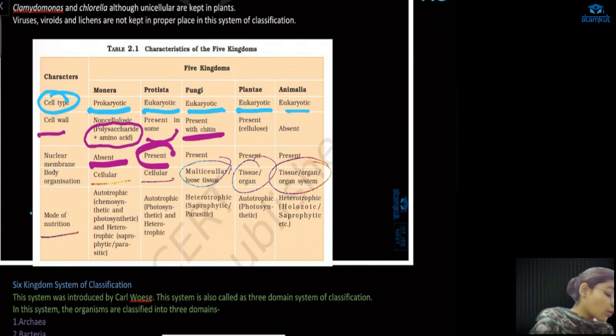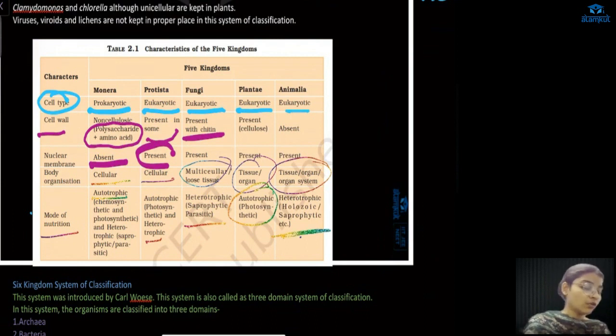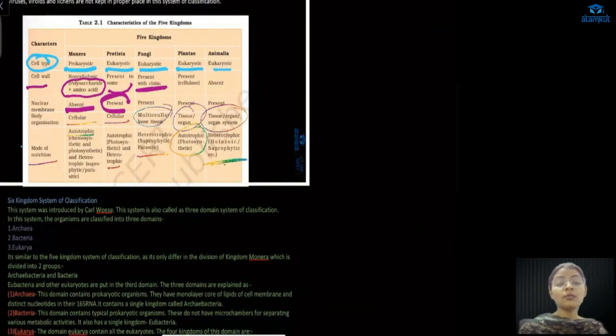What is the mode of nutrition? Autotrophic mode of nutrition. Some may be chemosynthetic, others may be photosynthetic. Then here also autotrophic, and photo or hetero both are there. Here only heterotrophic, here autotrophic only. Plant is the ultimate source of food creator, and Animalia only heterotrophic. So this is all about the 5 kingdom system of classification.